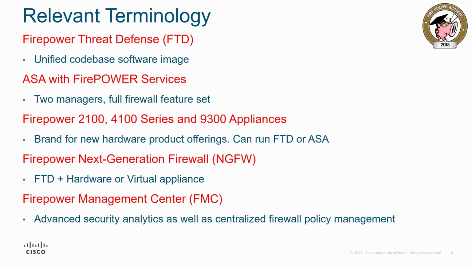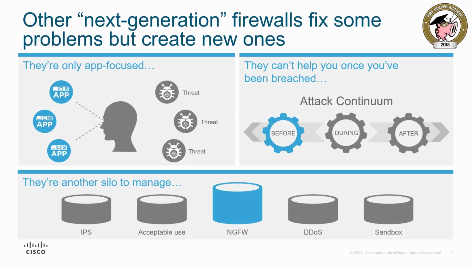Firepower Management Center is the advanced security analytics as well as centralized firewall policy management. So these are the acronyms which you'll probably come across, and it also reinforces the messaging provided in the previous slides. So let's look at where the next-gen firewall from Cisco goes above and beyond other firewalls. Let's just say that other next-gen firewalls fix some problems but create new ones.